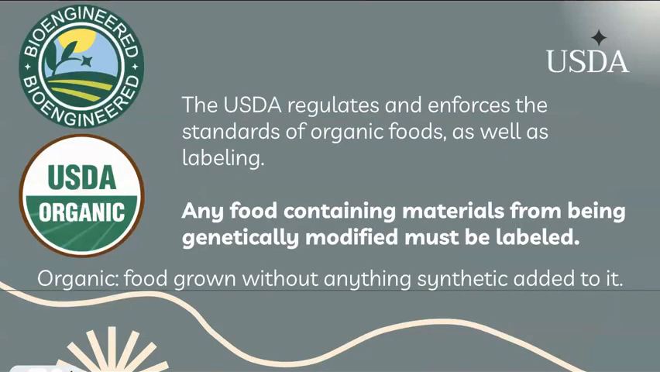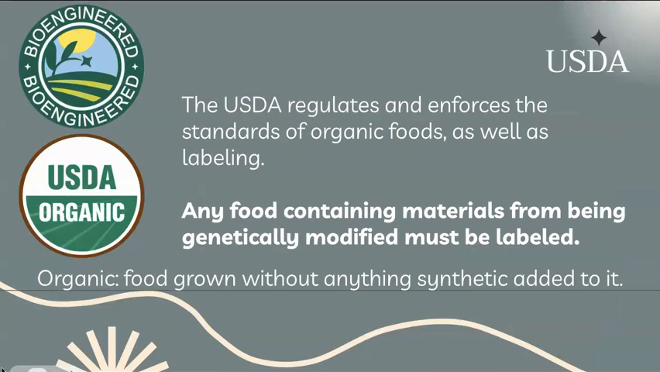So in terms of labeling, the USDA regulates and enforces the standards of organic foods as well as labeling. So any food containing materials from being genetically modified must be labeled. So to the left on the top, the one that says bioengineered, if you see that sticker, that means it is genetically modified. The one on the bottom means it is organic.